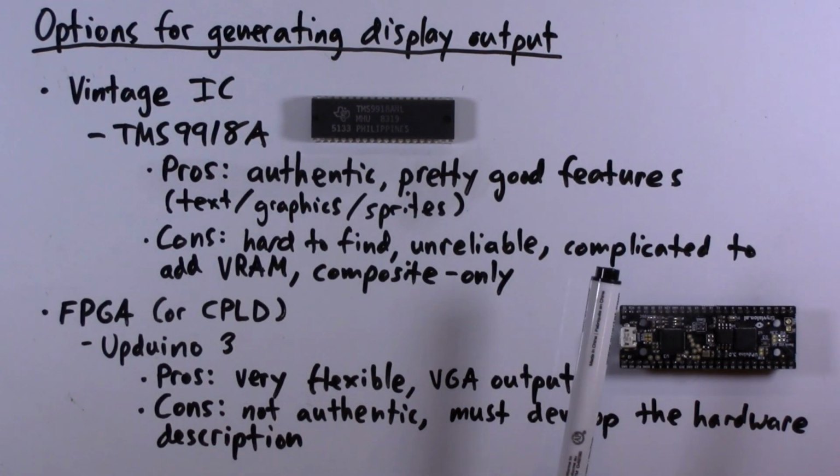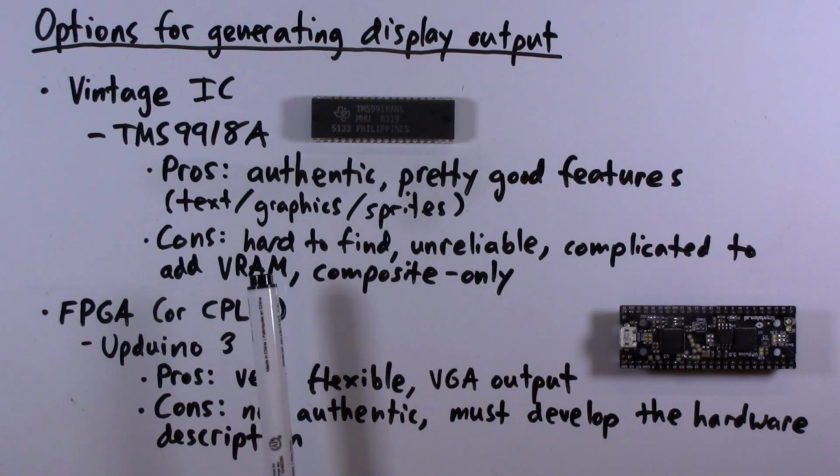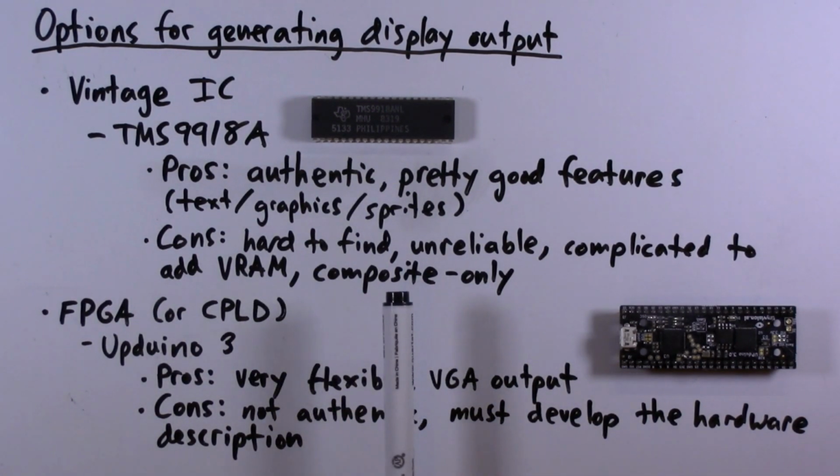It's pretty complicated to add video memory to this chip. It was designed to use dynamic memory. I really do not want to use dynamic RAM in my system. And another big disadvantage is that it is composite only for video output, so you will need a CRT or other composite monitor to actually display any video from this chip.